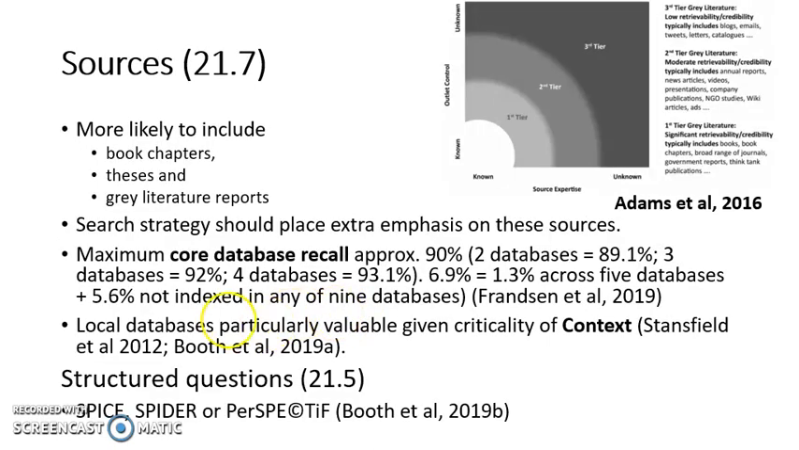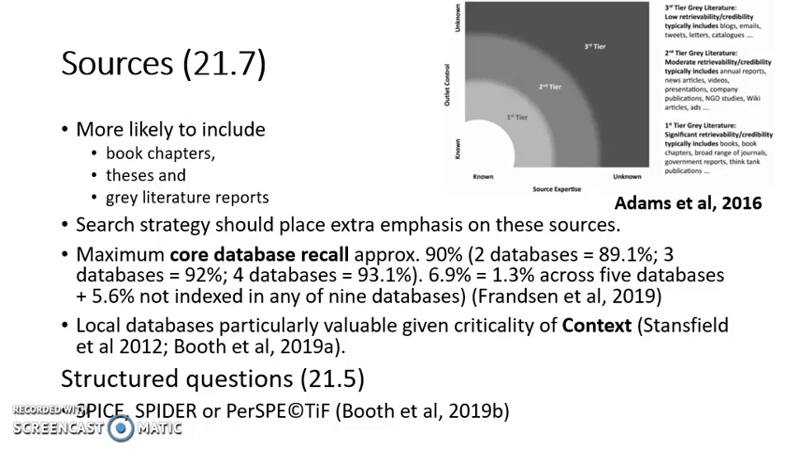In terms of sources, unlike effectiveness reviews where almost all of the sources tend to be either journal articles or perhaps precursors to journal articles like protocols, the sources to consider with qualitative research include book chapters, theses, and grey literature reports. And so a search strategy for qualitative evidence should place particular extra emphasis on such sources.